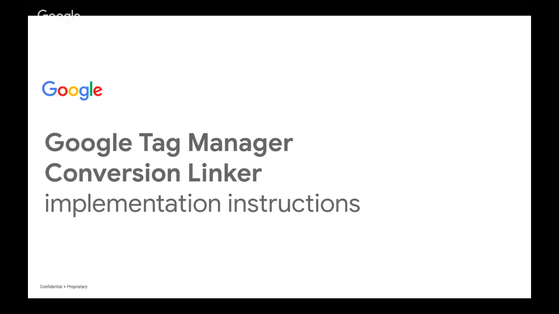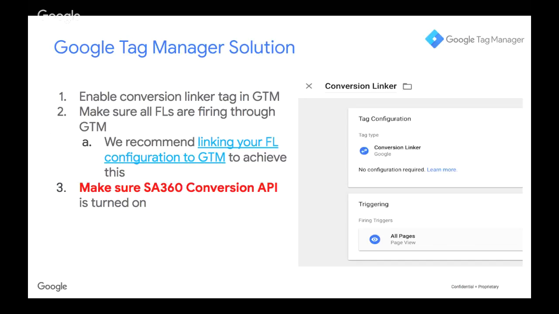Just running through the Google Tag Manager solution with the conversion linker. The first step is to enable the conversion linker in Google Tag Manager. Then you need to make sure that all Floodlight tags are firing through Google Tag Manager using the Floodlight template or by linking your Floodlight configuration to GTM from Campaign Manager. You also need to make sure that the SA360 conversion API is enabled, because this will essentially act as auto tagging. It will add the Google Click ID to all of your landing page URLs, which is the ID that we'll use to match back the conversion to the original click.